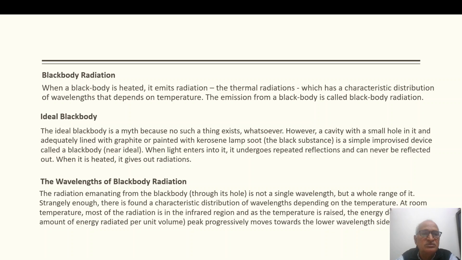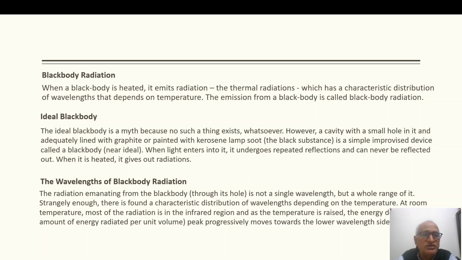Ideal black body. The ideal black body is a myth because no such thing exists whatsoever. However, a cavity with a small hole in it and adequately lined with graphite, or painted with kerosene black substance, is a simple device called a black body, a near ideal black body. When light enters into it, it undergoes repeated reflections and can never be reflected out. When it is heated, it gives out radiations.